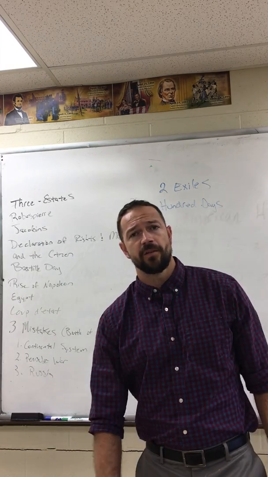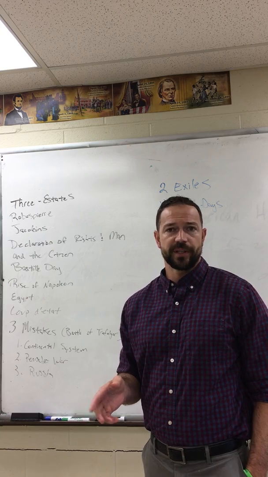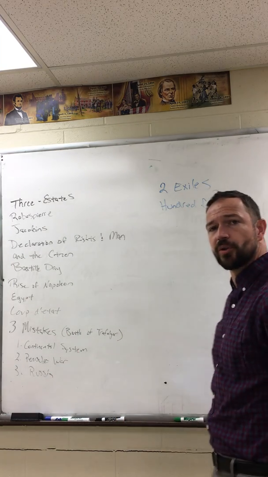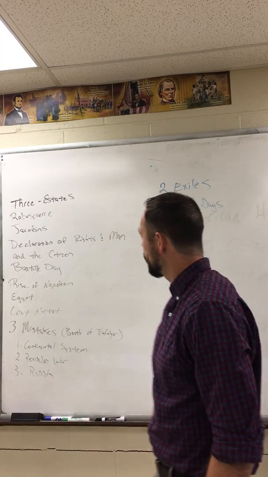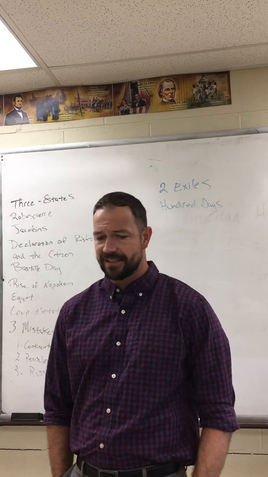All right, guys. This is a world history review over all of chapter 23. This will be sections 1, 2, 3, and 4, which is the French Revolution, the rise and fall of Napoleon. So we'll begin talking about the three estates.